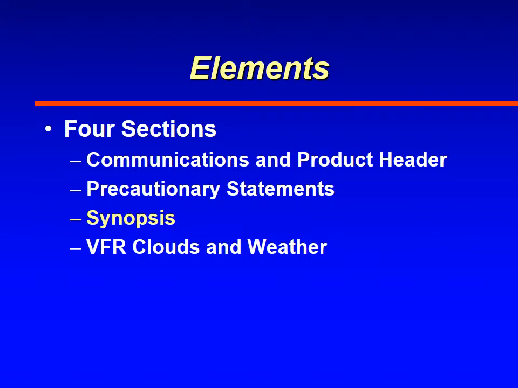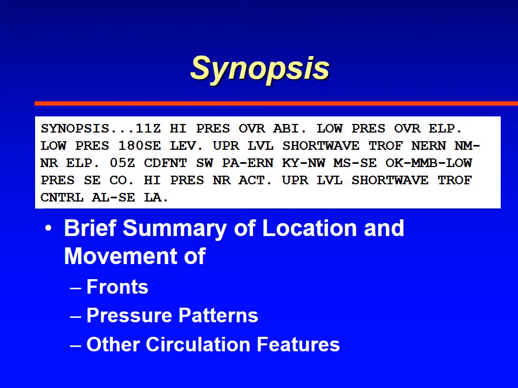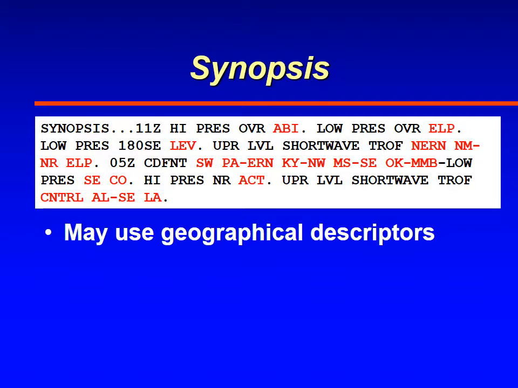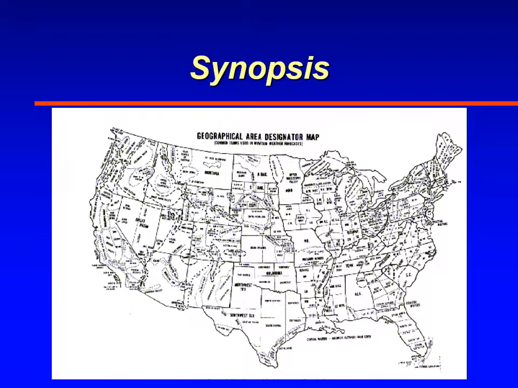Next comes the synopsis. And the synopsis is just kind of an overview of weather patterns. It gives you the location of weather systems, fronts, pressure patterns, and other circulation features. The synopsis is valid for 18 hours, and it uses geographical descriptors. So in this one, you'll see ABI is Abilene, ELP is El Paso. So they'll give you locations, but also they'll give you large areas, such as they're telling you the cold front extends southwest of Pennsylvania, eastern Kentucky, northwestern Mississippi, southeastern Oklahoma, all the way down to MMB. So they give you regions. They can use these geographical area descriptors.